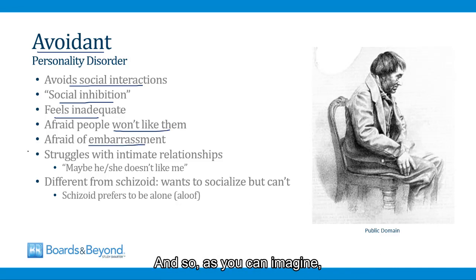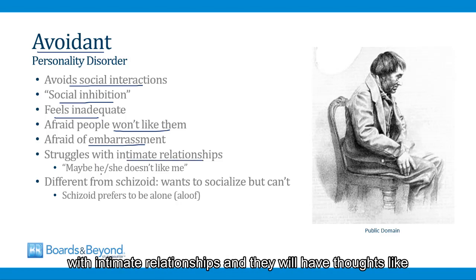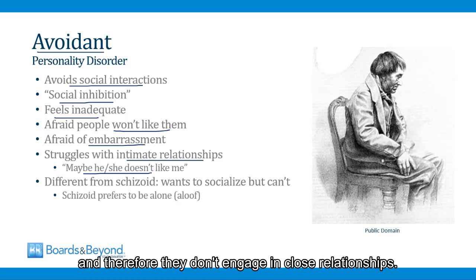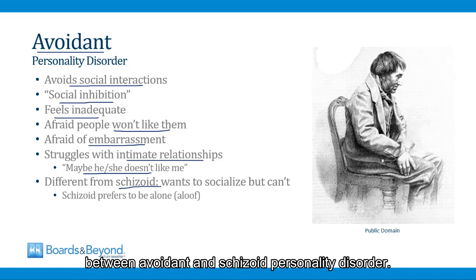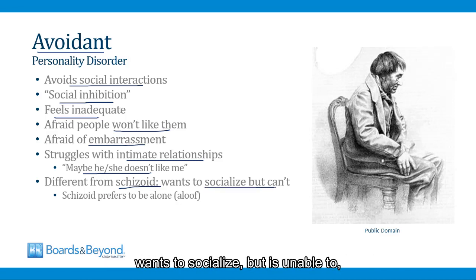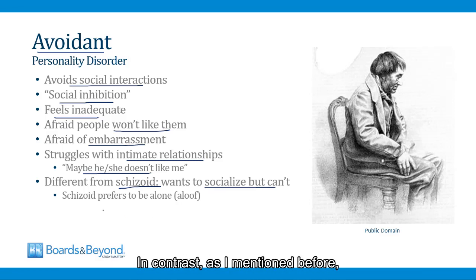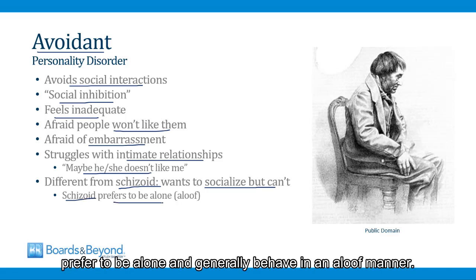And so as you can imagine, these thought patterns lead them to struggle with intimate relationships, and they will have thoughts like maybe he or she doesn't like me, and therefore they don't engage in close relationships. And make sure you understand the difference between avoidant and schizoid personality disorder. A patient with avoidant personality disorder wants to socialize but is unable to because of feelings of inadequacy and fear of embarrassment. In contrast, as I mentioned before, patients who have schizoid personality disorder prefer to be alone and generally behave in an aloof manner.